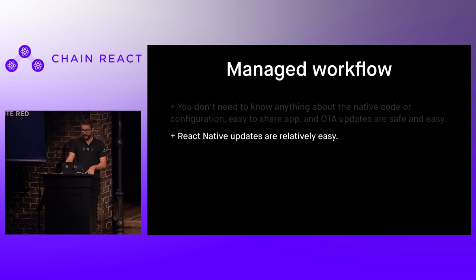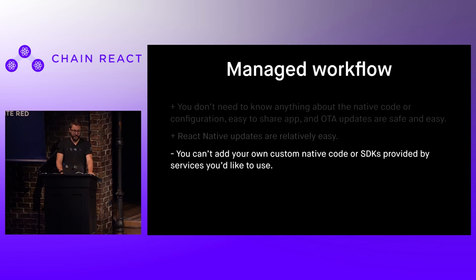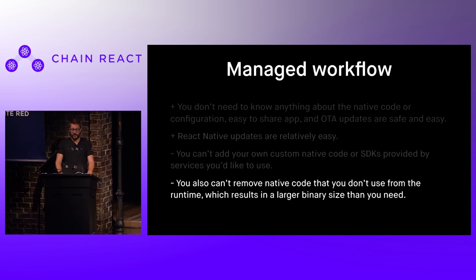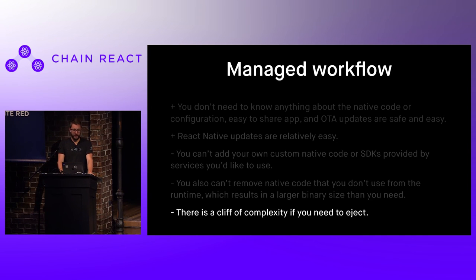Of course, there are some trade-offs. Most notably, you can't add your own custom native code. That's a showstopper for a lot of people. You also can't remove native code that you don't use from the runtime. So the base size of an Android app is about 13 megabytes, iOS roughly about 20. Finally, when you get to ejecting, if you do need to do that, there's a pretty sharp increase in complexity in your app. It's kind of a cliff, and you kind of need to handle all the stuff that you wanted to avoid in the first place.